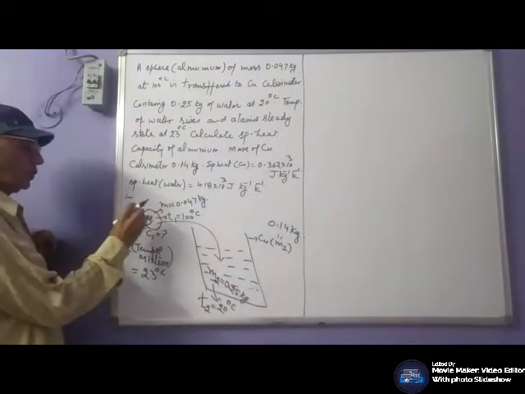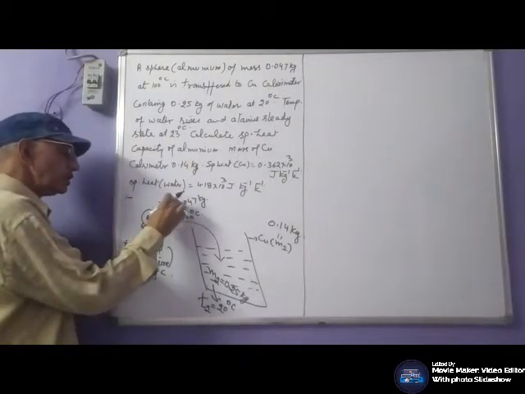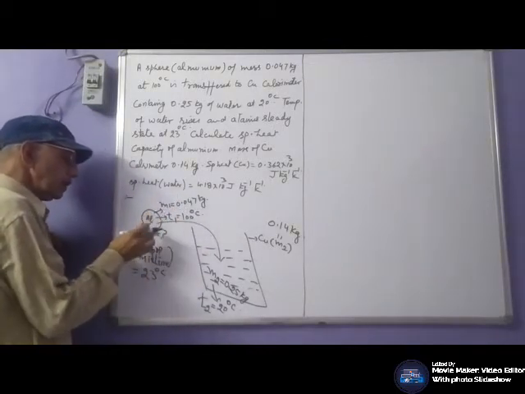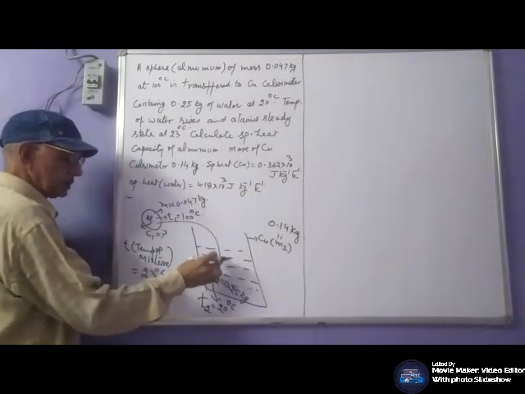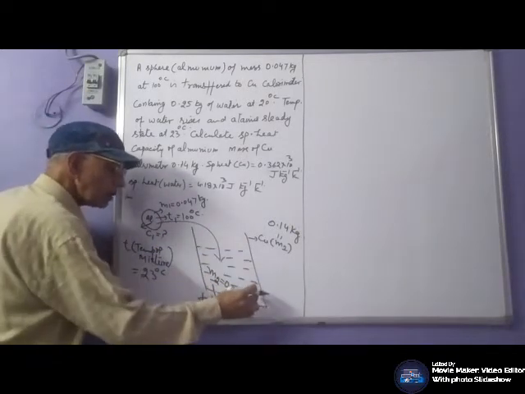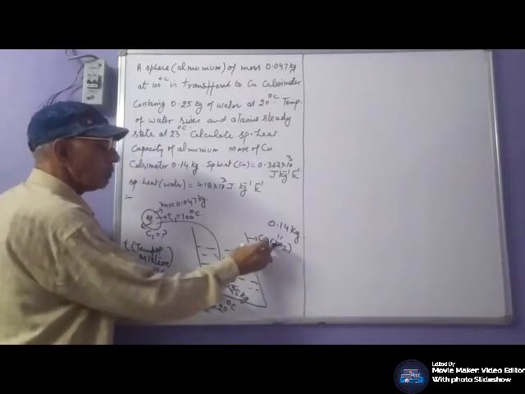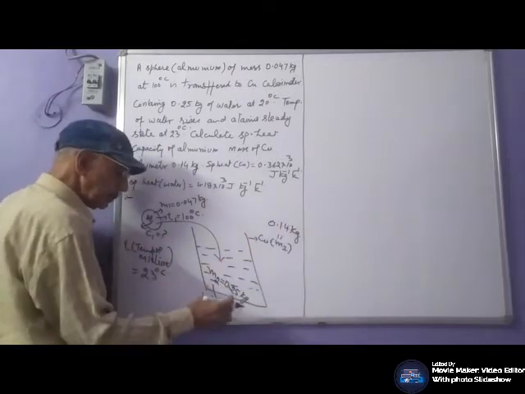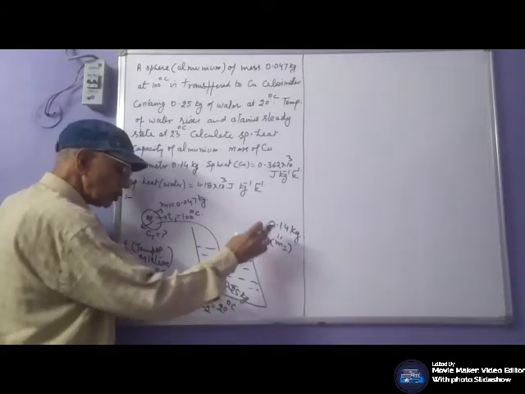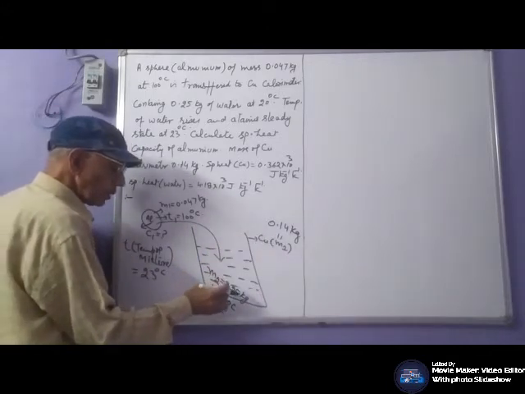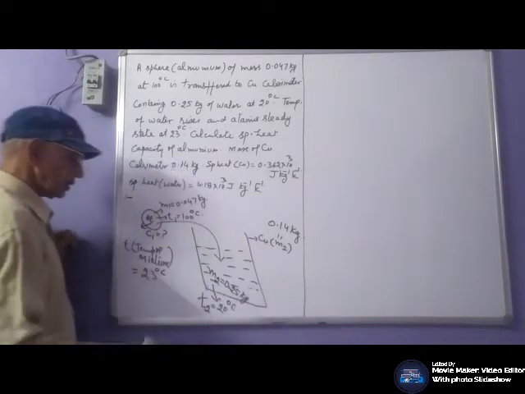Again, the aluminium sphere: this is the mass, this is the temperature, specific heat unknown, we have to find it. It is transferred into this copper vessel calorimeter, mass is this, temperature of water is 20, so copper is also 20, and mass of water is this.